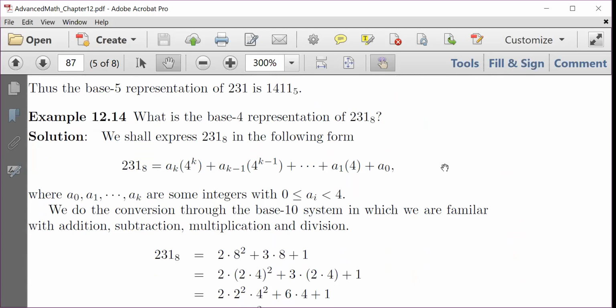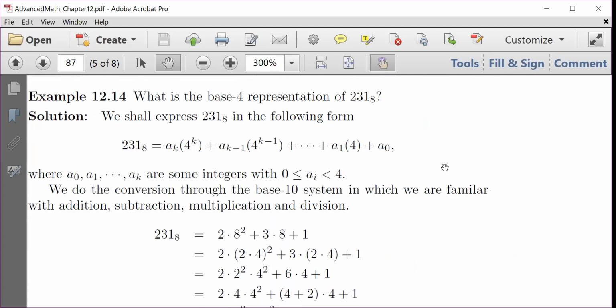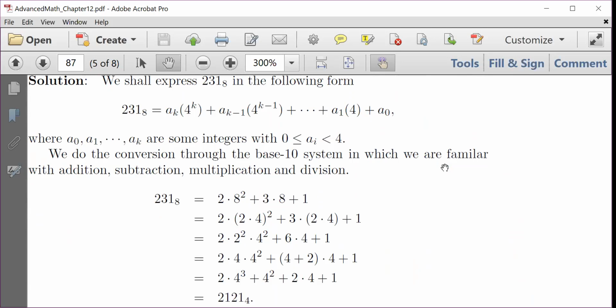But the same idea: 6 is larger than 4, so I still have to replace it. It's replaced by 4 plus 2. But 2 squared is 4, so it becomes 4 cubed. Finally, I get 2 times 4 cubed, plus 4 squared, plus 2 times 4, plus 1. So I write down all the coefficients in front of the powers of 4, and it'll be 2, 1, 2, 1. So the number in the base 4 system will be 2121 base 4.